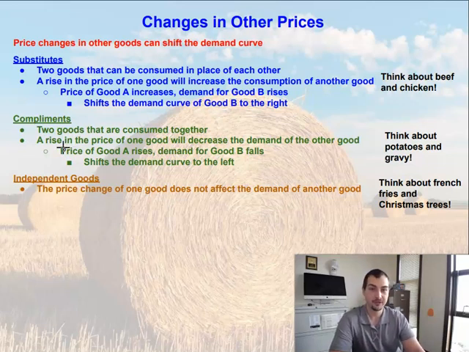Those are substitutes. They're both caffeinated drinks that can be consumed in place of each other. Complements are two goods that are consumed together. Think about pancakes and syrup. Think about biscuits and gravy, or potatoes and gravy, or mashed potatoes and gravy. The list goes on. Independent goods are those that do not affect the demand of the other good.